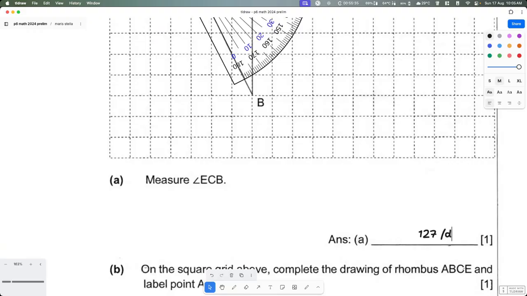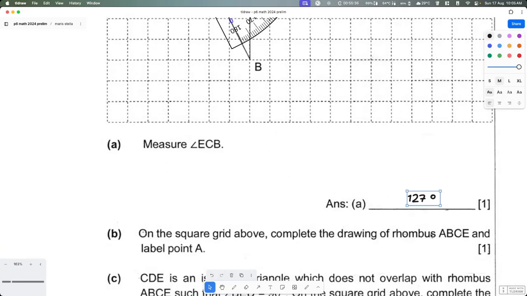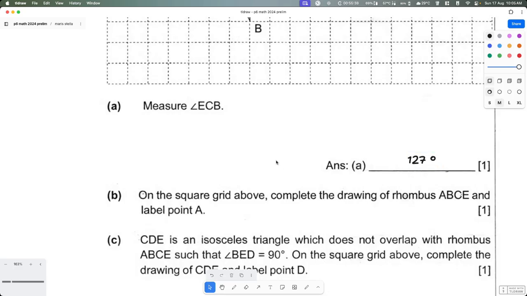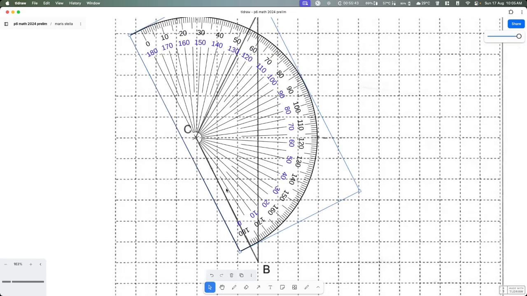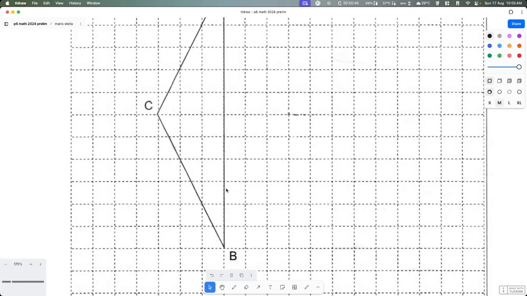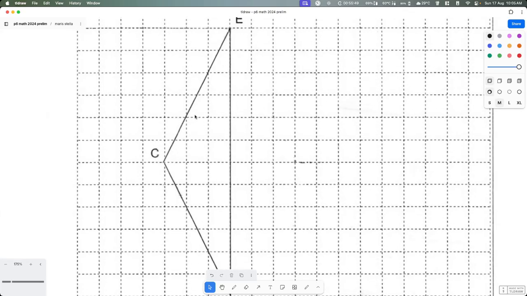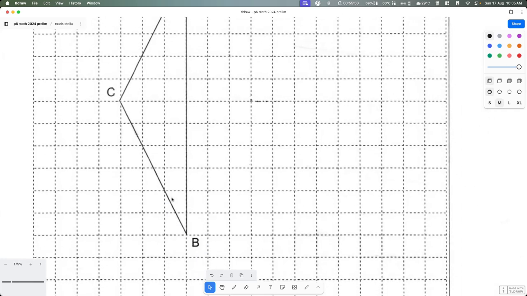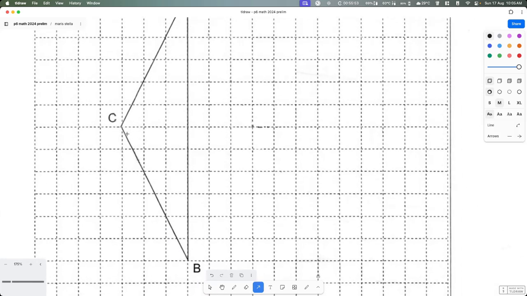Okay. All right. So now on the square grid, complete the drawing of the rhombus ABCE and label point A. Okay, let me just remove this. All right, so ABCE. Since this is a rhombus with equal sides, the easiest way is to measure the distance in the middle over here, which is basically 3 squares. I'm going to put 3 here. So you just put another 3, and then that's the point that you need.